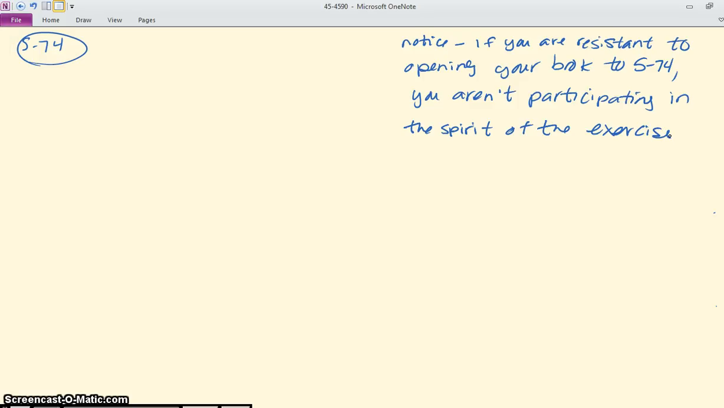If you aren't activated to open up your textbook and take a look at 5-74, you aren't really participating in this assignment in the spirit it was designed in. Notice also that if you're watching this video on the little pop-up screen and not expanding it to full screen, you're also not participating in the manner this exercise was designed. So these are important exercises. Always be thinking about how you can adjust your process to get better results.